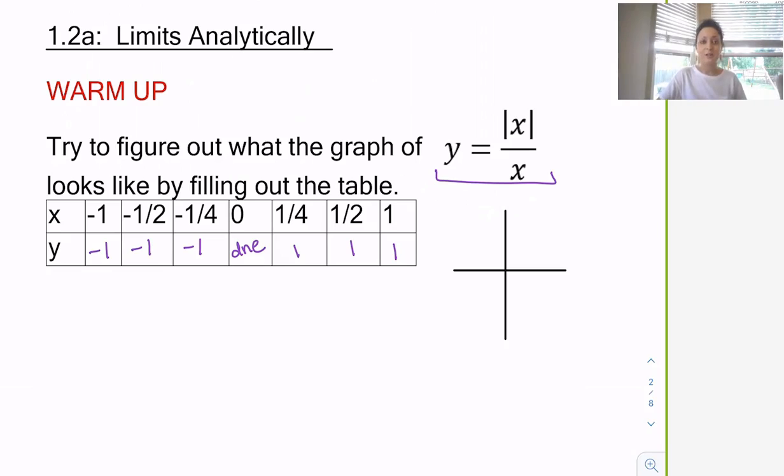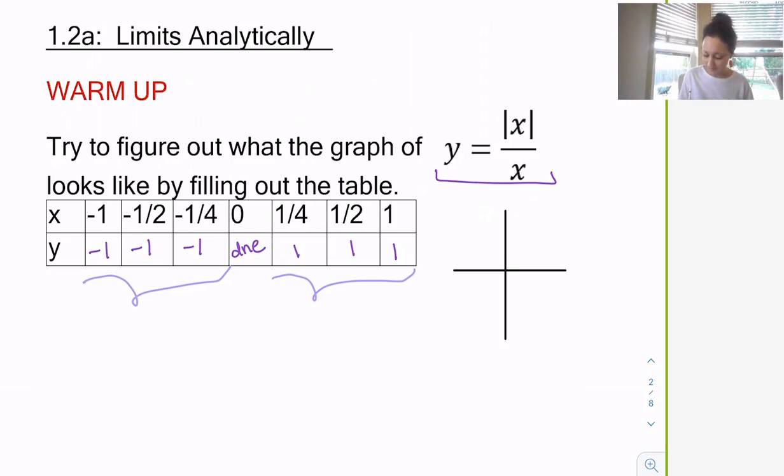If you didn't get what I got, make sure you take out that different colored pen or pencil and just make corrections on top. So if you'll notice that our output for y is -1 anytime your input for x is a negative number, and your output is +1 whenever your input is a positive number. Okay, so let's go ahead and take a look at the graph of this function.